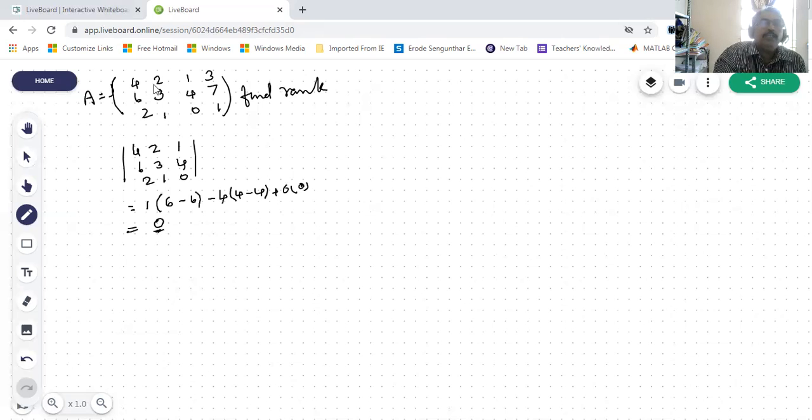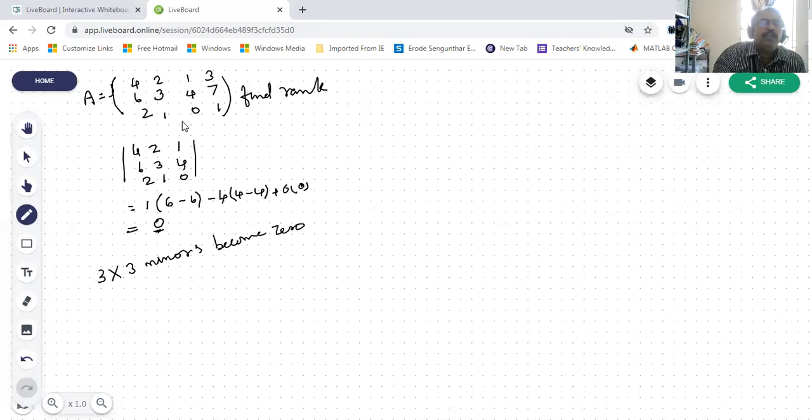Similarly, this determinant 2, 1, 3, 3, 1, 3, 4, 7, and 1, 0, 1 also becomes 0. 4, 2 into 4 minus 1 into 3 plus 7, 3 minus 7, that is 4, and 3 into 0 minus 4, 12, it gives 0. And all the 3 by 3 minors become 0.